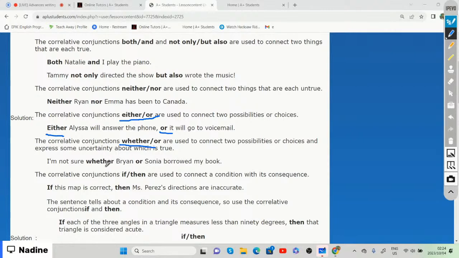And here we have an example, right? We said, I'm not sure whether Brian or Sonia borrowed my book. And then if we use if or then, we say the correlative conjunctions if or then are used to connect a condition with its consequence.